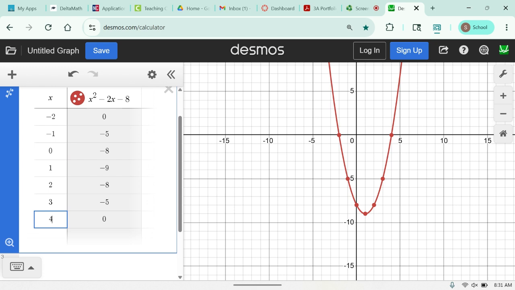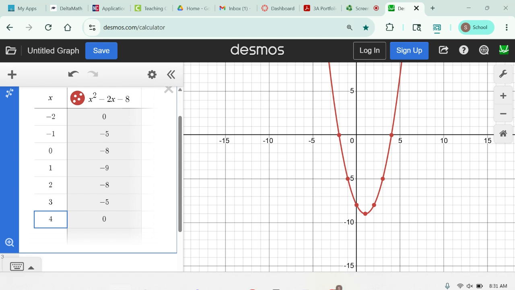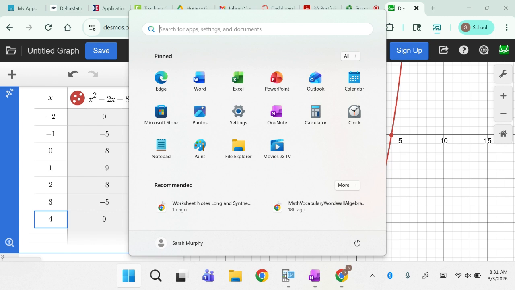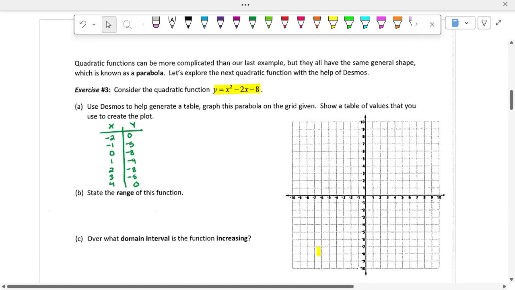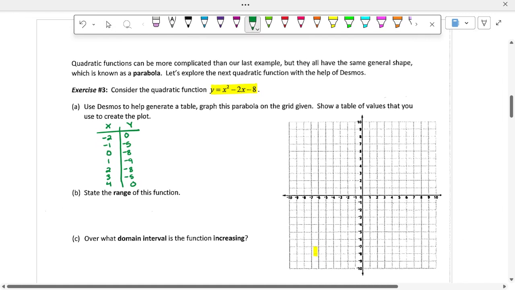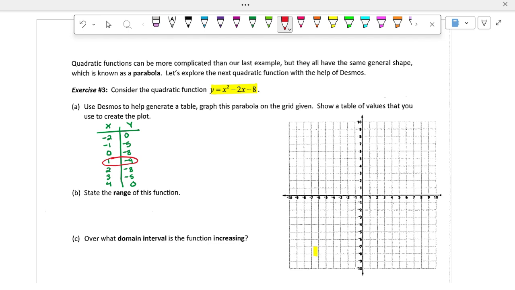All right. So that's kind of the downfall about tables in Desmos, is that it automatically goes from -2 to 2 as x values, and sometimes those aren't necessarily even on the graph. All right. So anyway, we got our table. So let's graph it. I always start by graphing my vertex and working my way around.